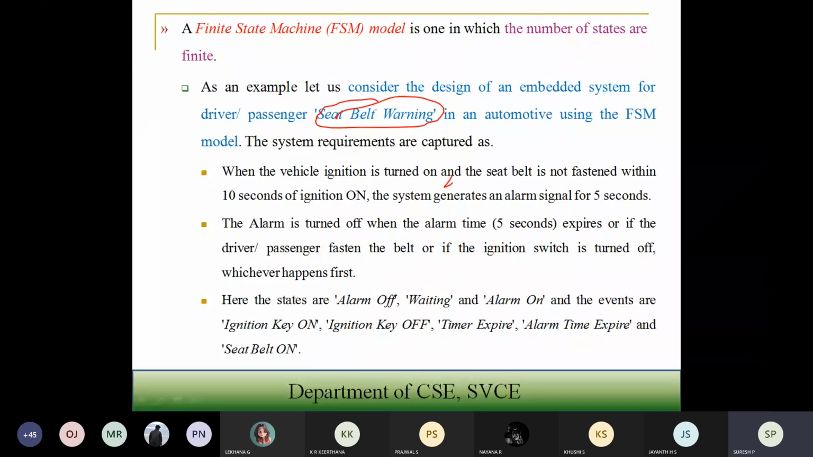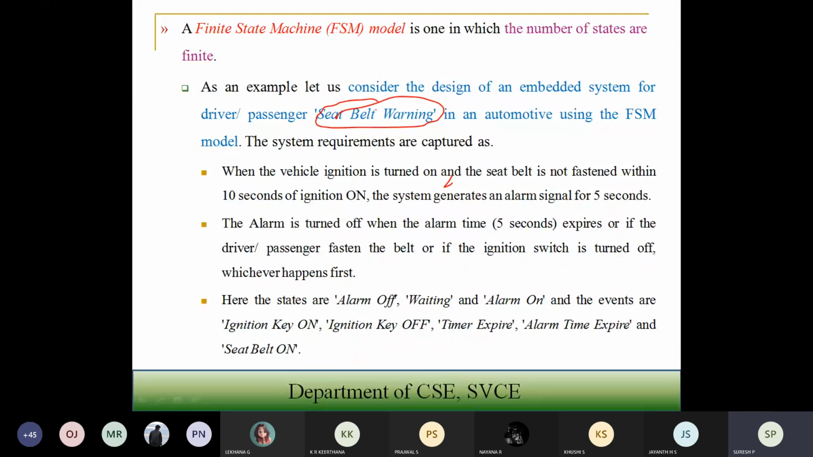The first requirement is that the vehicle ignition is turned on, and the seatbelt is not fastened within 10 seconds of ignition on. That means my car is started, but the timer will wait for 10 seconds. In those 10 seconds, if you do not wear the seat belt, then the siren is going to come. So if you do not wear the seat belt, the system generates an alarm signal for 5 seconds.